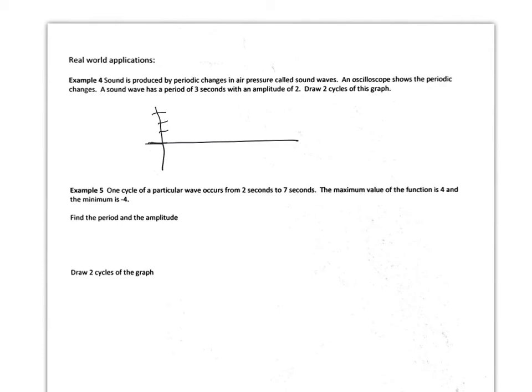So we know that it goes up to 2. I don't know why I went all the way up to 3. And we know that after 1, 2, 3 seconds, all the values repeat. So I'm going to have to draw it twice.